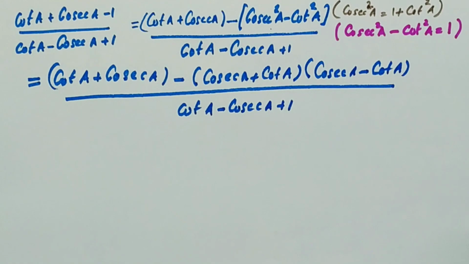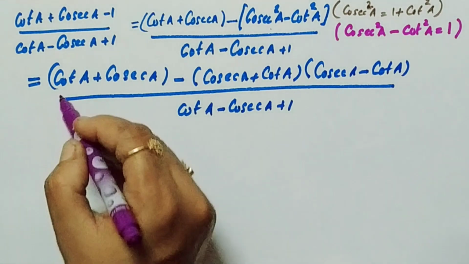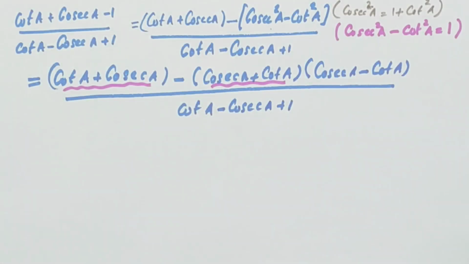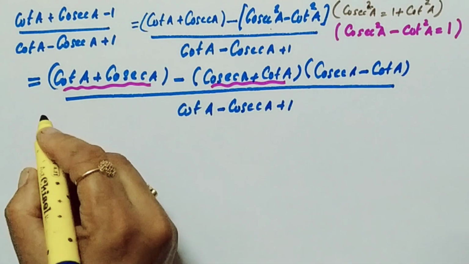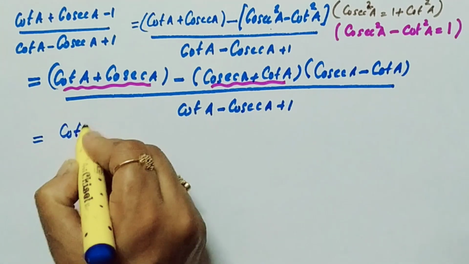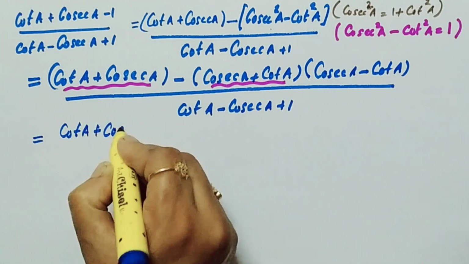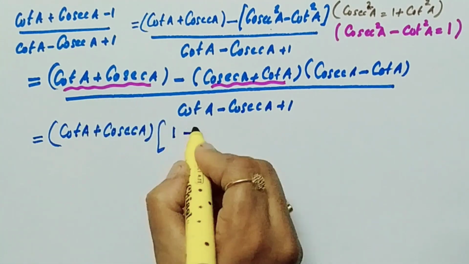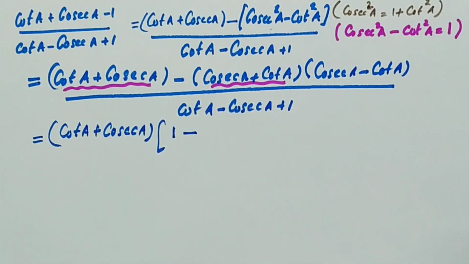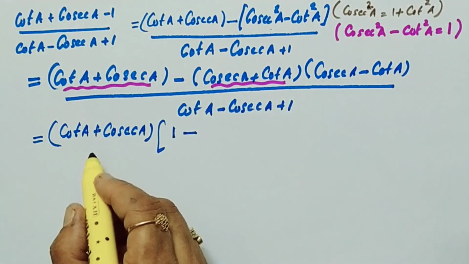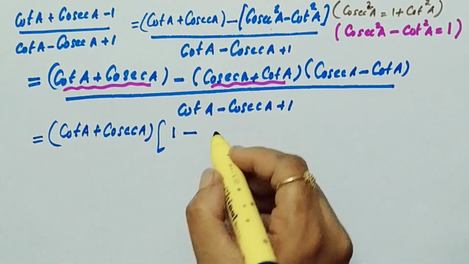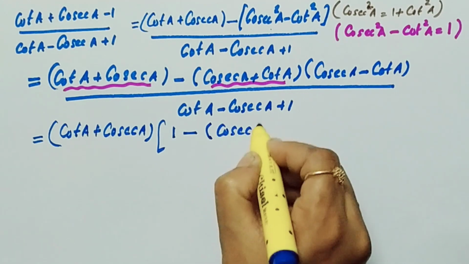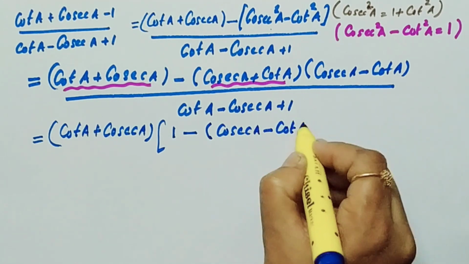Now, looking at the numerator, you can see a common factor, cot A plus cosec A, cot A plus cosec A. That I am going to take common outside. Here remains 1 only, 1 minus. What remains here? Cosec A plus cot A is common, outside. Now here remains cosec A minus cot A, don't forget to put a bracket there.